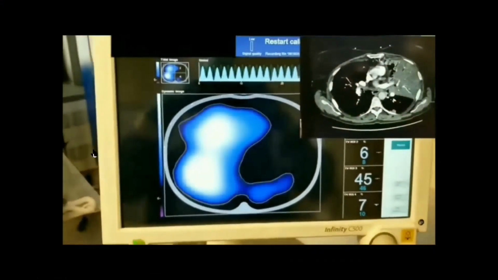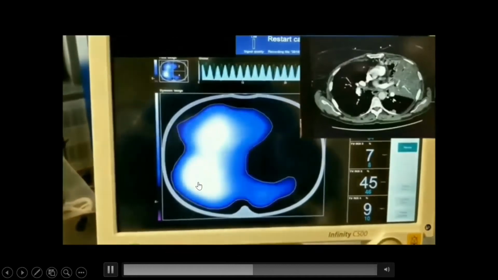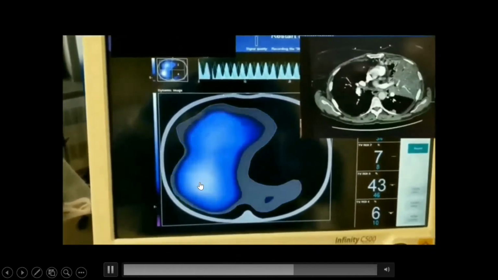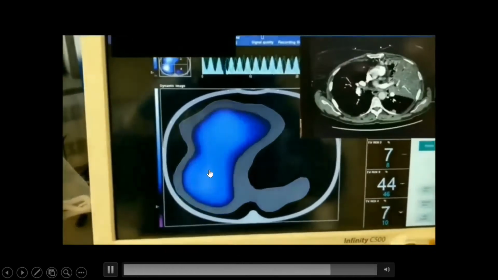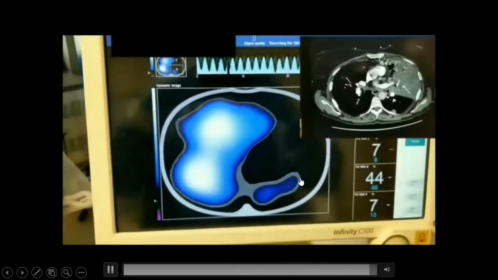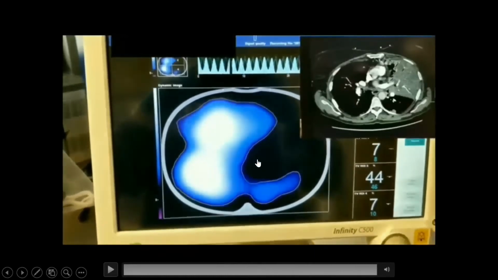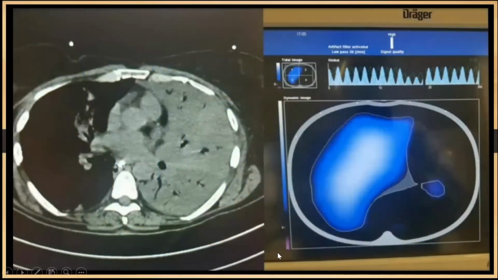You can see the white. When we tried to increase pressure, the white intensity just kept on getting more and more intense. So we knew that we were just not doing anything good by trying to recruit any of this area. Unfortunately, this is what occurred later on. This patient had a unilateral pneumonia and ended up having to get transferred for ECMO.